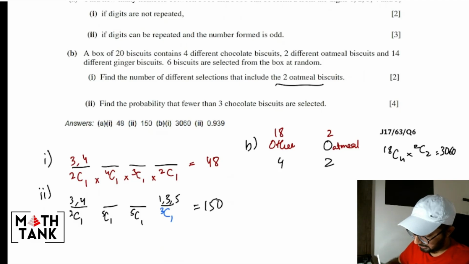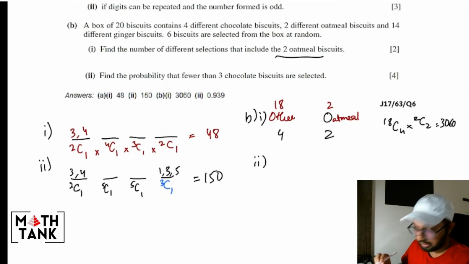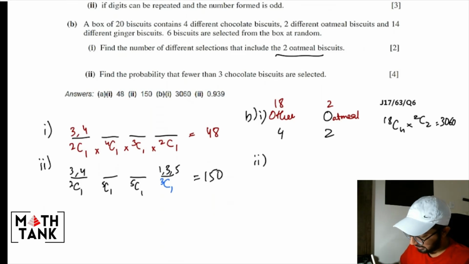Then it says part 2, find the probability that fewer than 3 chocolate biscuits are selected. So the denominator, remember, has to be unrestricted combinations. So I'm just going to write 20C6 at the end in the denominator. Fewer than 3 chocolate biscuits are selected. That means I need 2 chocolate and others.